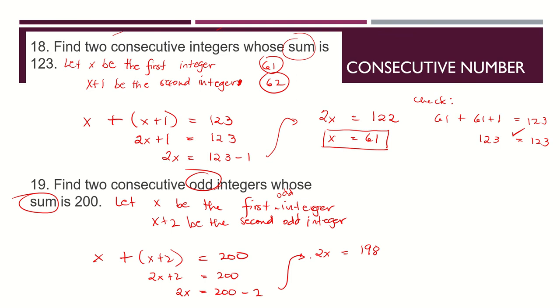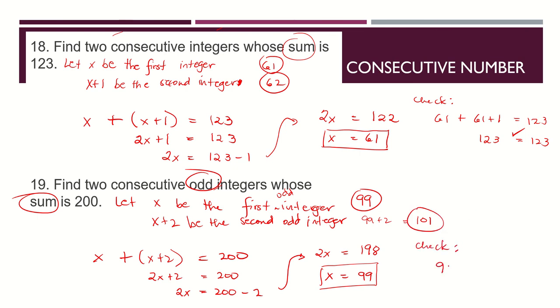Dividing both sides by 2, x will be equal to 99. Tama ba? 99. 9 times 18. Ayan, 99. X will be equal to 99. Okay? So, ang next integer natin is not 100, no? Kasi plus 2 siya. So, 99 plus 2, which is equal to 101. Okay? So, check natin.